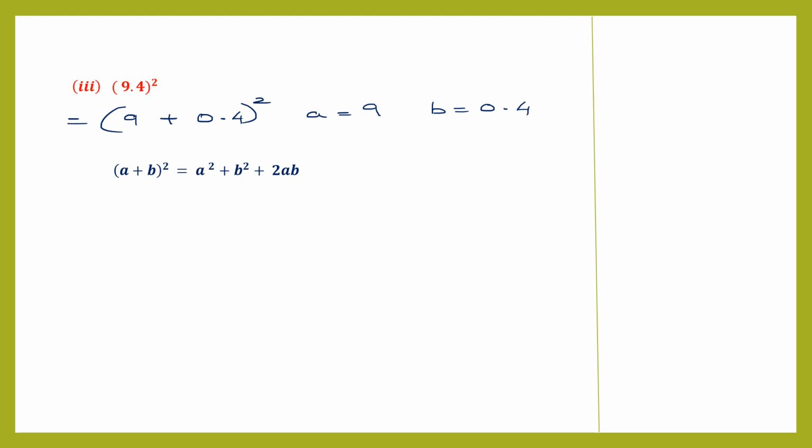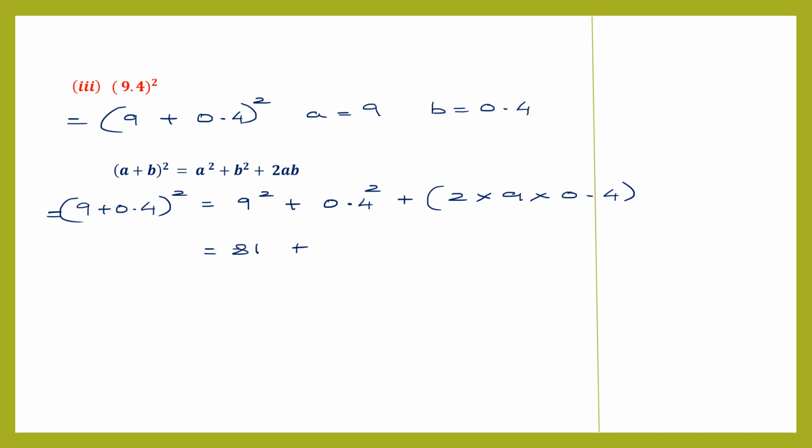a square plus b square. That means here it will be (9 plus 0.4) the whole square will be a square, and a is 9. 9 square plus b square, b is 0.4, plus 2ab. So that will be 2 into a, which is 9, into b, which is 0.4. So 9 squared, 9 nines are 81, plus 0.4 squared, that will be 0.4 into 0.4.